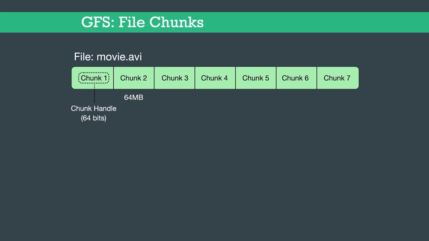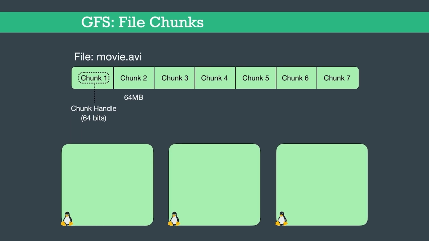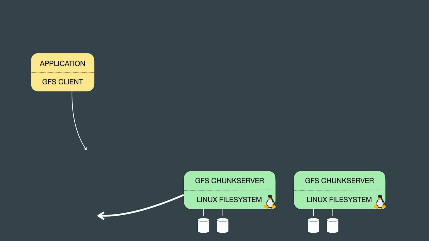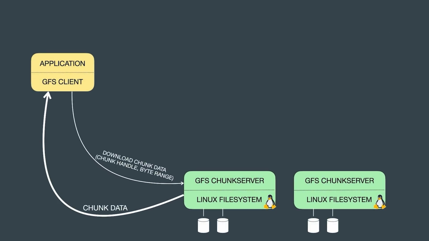Chunk servers would store these chunks on a local disk as Linux files. For reliability, each chunk is replicated on multiple chunk servers. By default, Google stores 3 replicas, but users can choose a different replication level for different files. Chunk servers provide an API to read or write chunk data associated with a specific chunk handle.